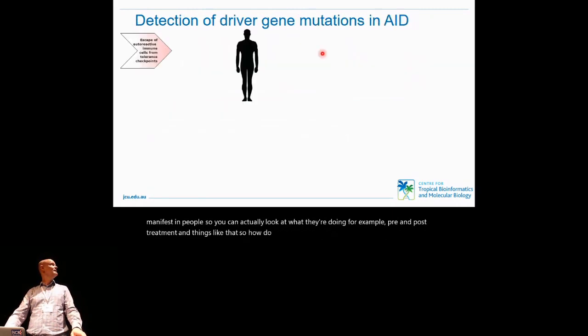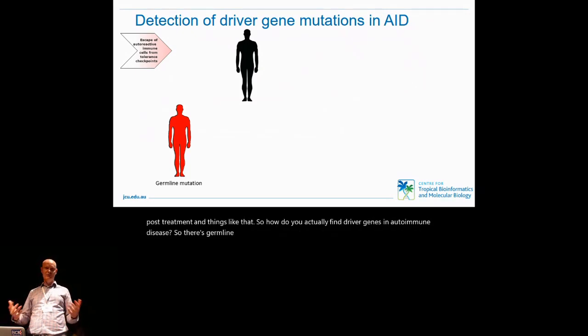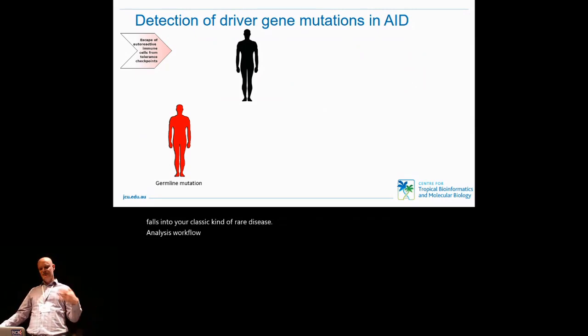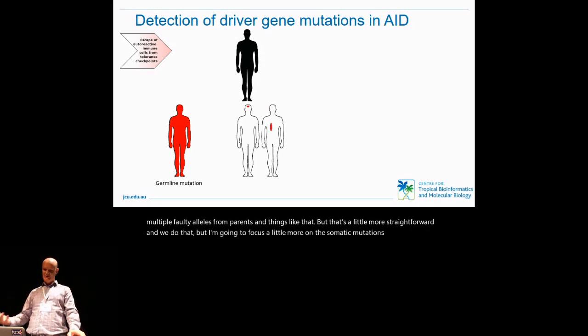So how do you actually find driver genes in autoimmune disease? There are germline mutations, which are something you're born with. That falls into your classic rare disease analysis workflow. It is usually something that you inherit from a parent, or you can inherit multiple faulty alleles from parents. But that's a little more straightforward, and we do that. I'm going to focus more on the somatic mutations today. When you think of somatic mutations, you usually think of cancer. But again, hopefully I'll be able to convince you that they're really important in autoimmune disease as well.